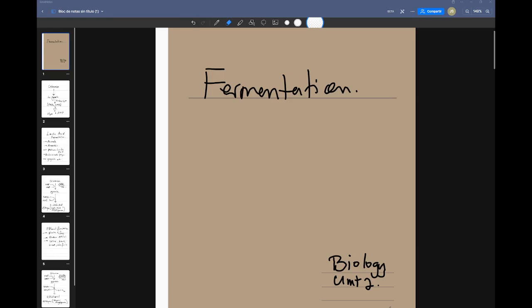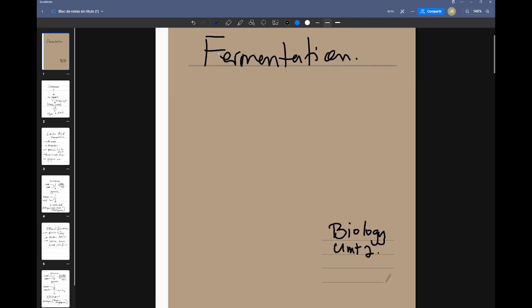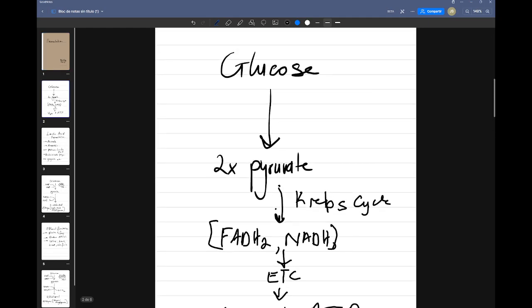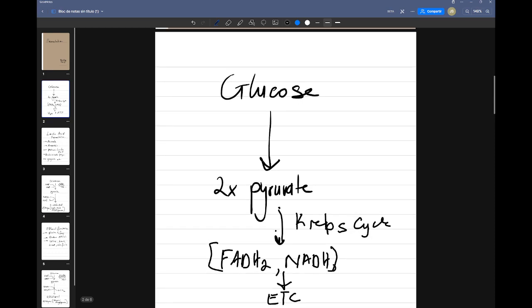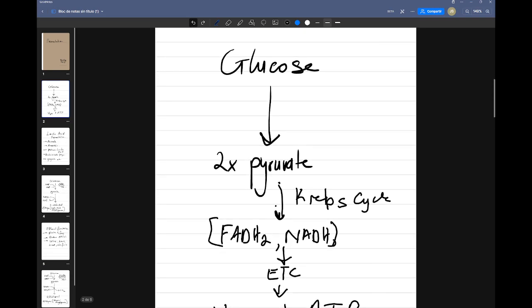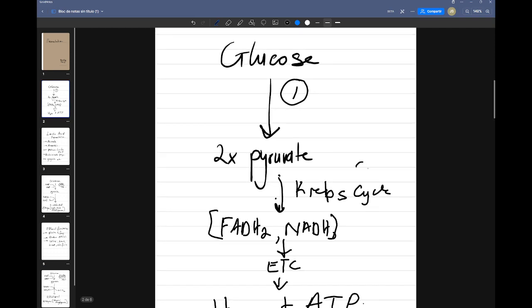Okay, we're gonna have a look at fermentation for biology unit 2. Now, for fermentation, it's still a part of respiration. So we know that for respiration, we actually take glucose, as we see here. We take that glucose and we're gonna be creating energy from it. So we know that the glucose goes through glycolysis here. Then it goes through the Krebs cycle.